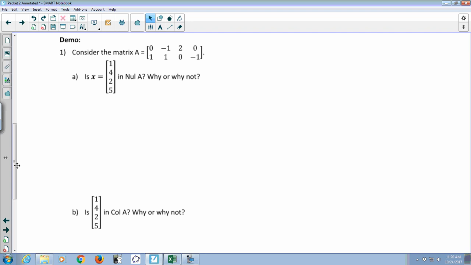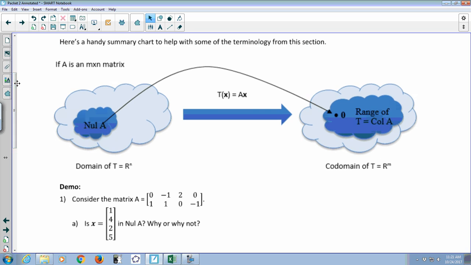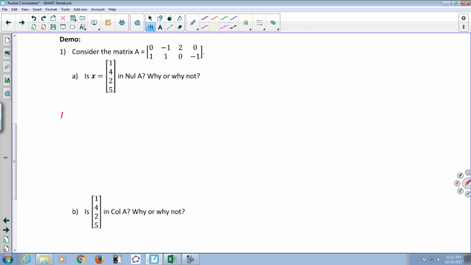So here I've got a matrix A, and I want to know, is this vector x, 1, 4, 2, 5, in the null space? The definition of the null space is the set of all things from the domain that when you multiply A by them, you get 0. So I want to know, is A times x equal to 0? If A times x is 0, then x is in the null space. It's just the definition of the null space.